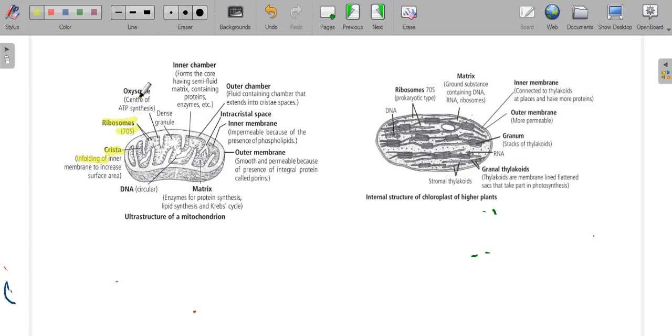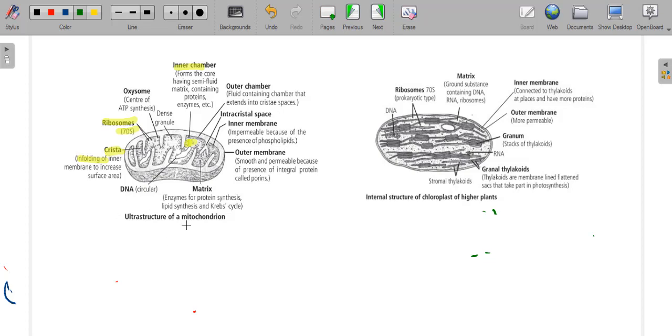And then you can see the oxysomes here, the center of ATP synthesis, and the inner chambers. The inner chambers will have the liquid region. It is filled with the liquid, some proteins and enzymes that help in production of ATPs. And then you can see the inner membrane and then outer membrane. So this is what the mitochondria looks like inside the cell, and it plays a major role in producing energy.